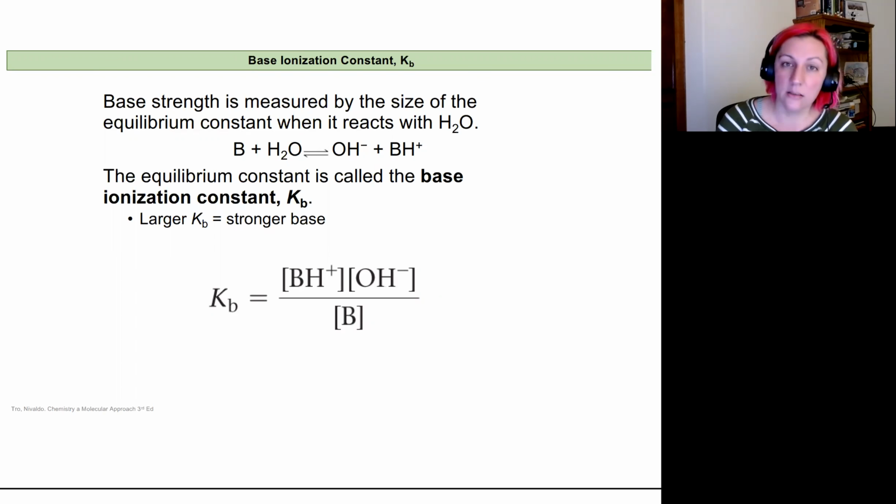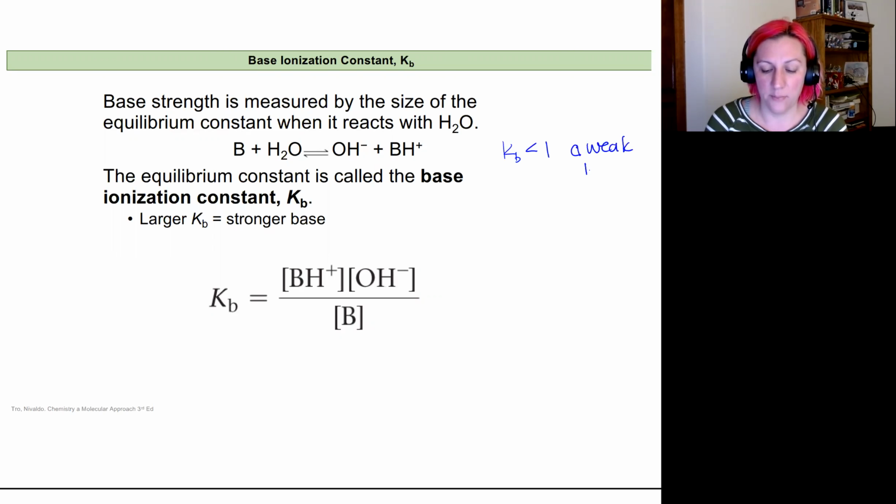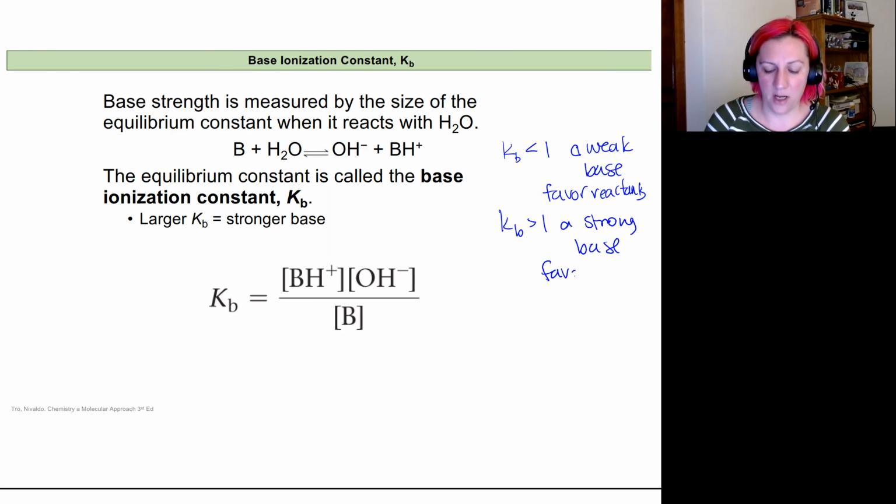So like we did with acids, we're going to apply the same concepts here. If our Kb, B for base dissociation, instead of Ka, is less than 1, we're going to call this a weak base because it'll favor reactants. And if that Kb is larger than 1, we'll call this a strong base because it's going to favor our products.